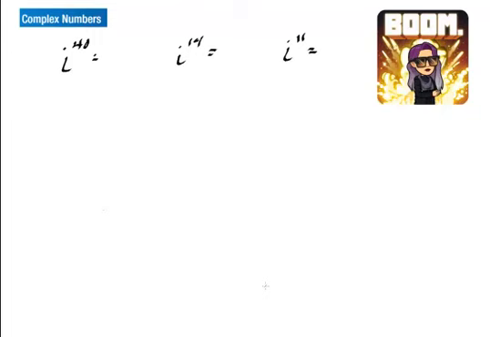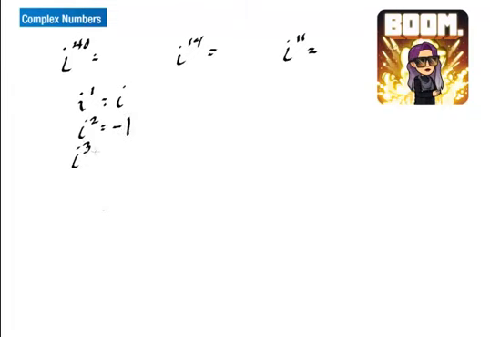The last thing that they might ask you to do with complex numbers is to do i to a particular power. So how you will do that is you'll just look for patterns. So let's look at i to the first, because I sure don't want to figure out what i to the 40th is. So i to the first we're just going to say is i. i to the second we will say is a -1 by definition.